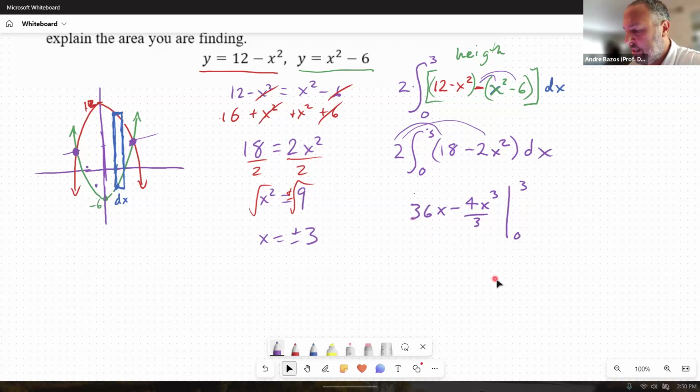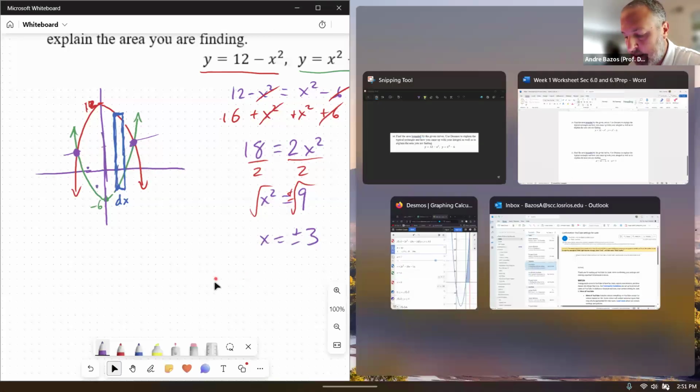So, all right, so we did that. Let's plug in our values. This is 36 times 3 minus 4 times 3 cubed, which is 27, over 3. And then we are subtracting 0, because when I plug in 0, I get 0. So I just need to figure out what this is. So let's go to Desmos and do that piece.